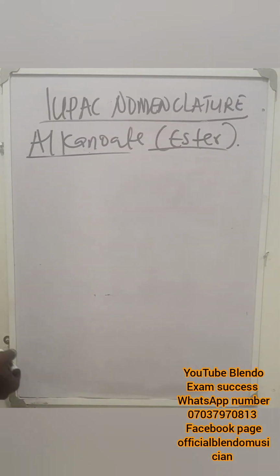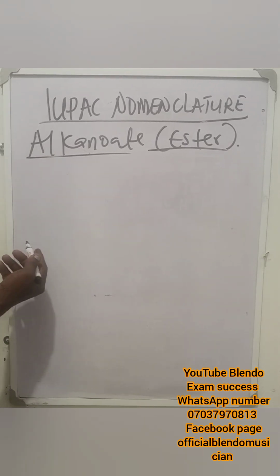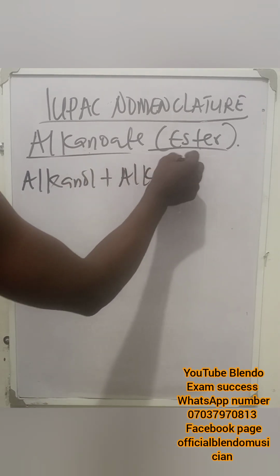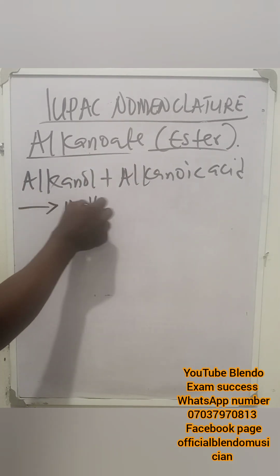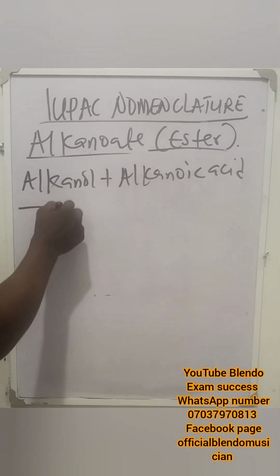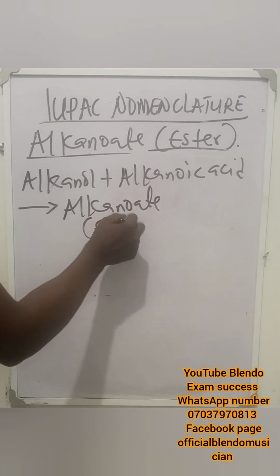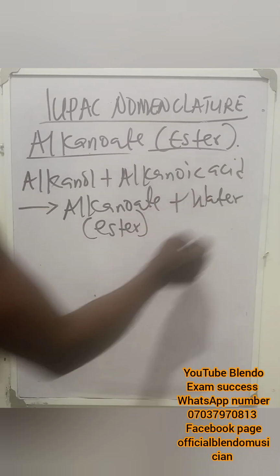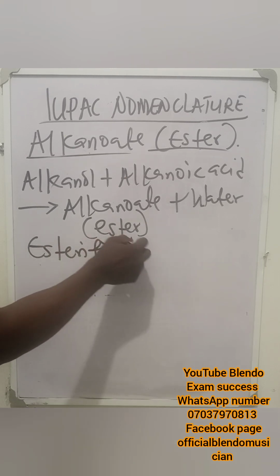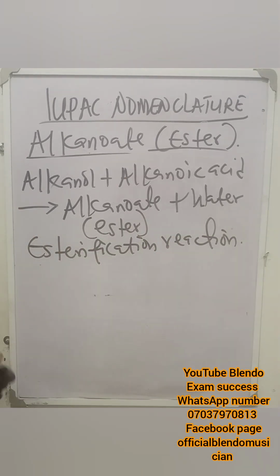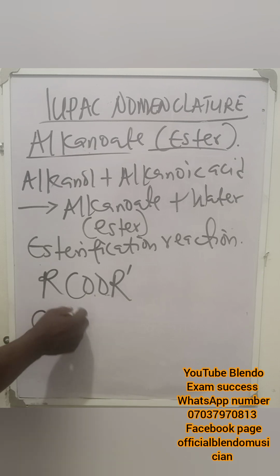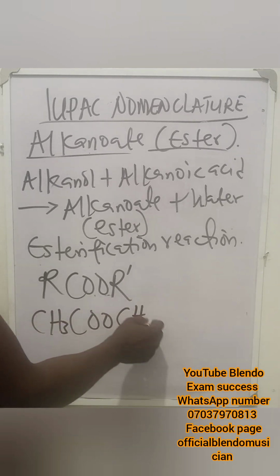Alkanoate, in other words called ester. An ester is formed from the reaction between an alkanoic acid and an alkanol. And this reaction is called esterification reaction. So, to name it, we need to understand that from the oic, we remove oic and replace it with oate. The functional group is RCOOR prime.